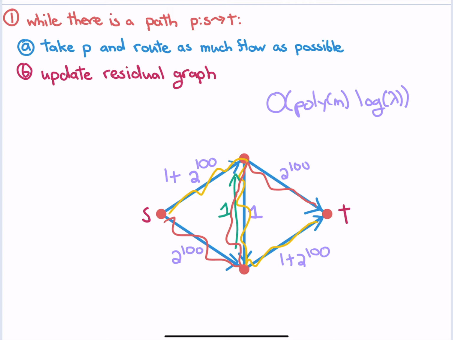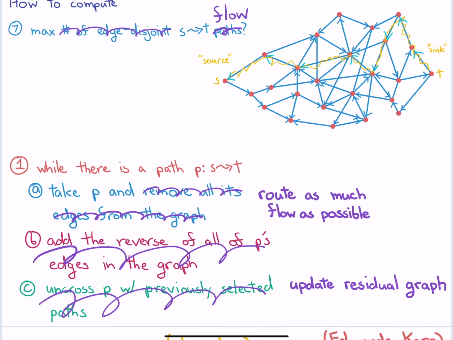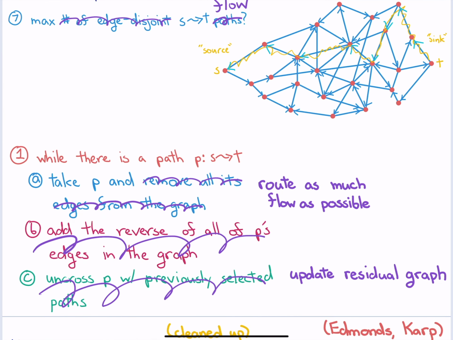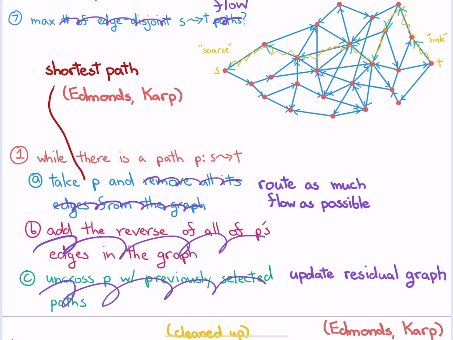Well, something that would have worked on this silly example is if you had always chosen the shortest path from S to T. Taking that detour in the middle seems silly because it's just longer, right? So that's what we're going to try to explore, that we are always going to take the shortest path, P, and route as much flow as we can.